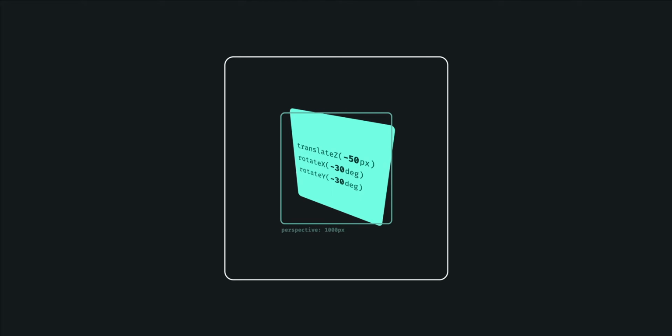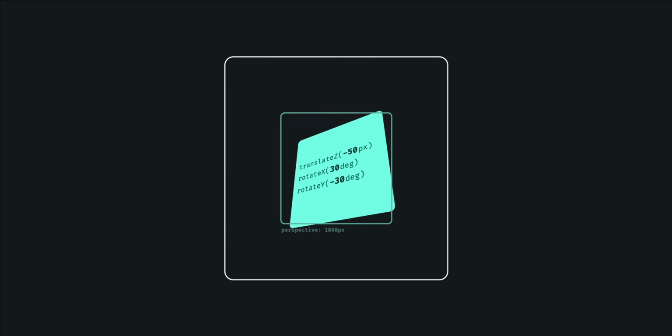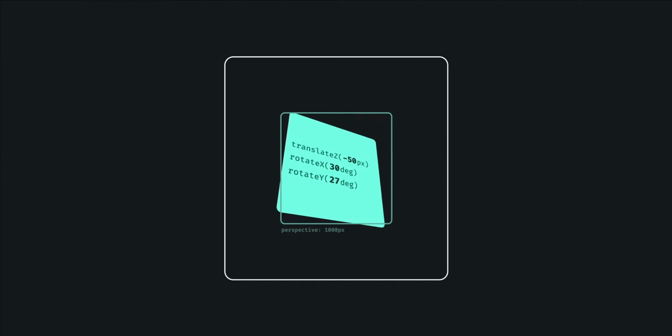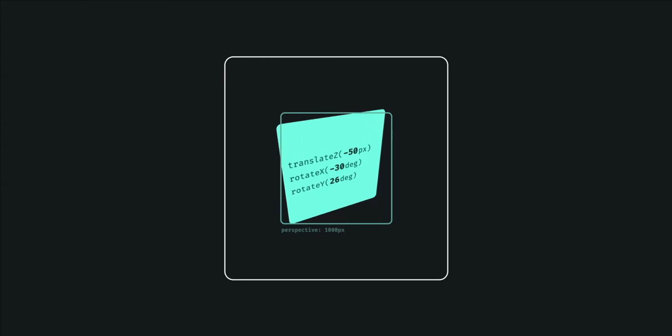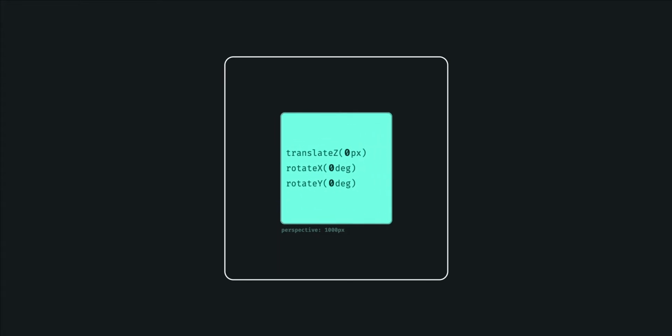Okay, let's get back to rotation. Changing the rotateX value is going to rotate the box around the horizontal axis, and changing the rotateY value is going to rotate the box around the vertical axis. And with that in mind, I think it's time to build a 3D cube.